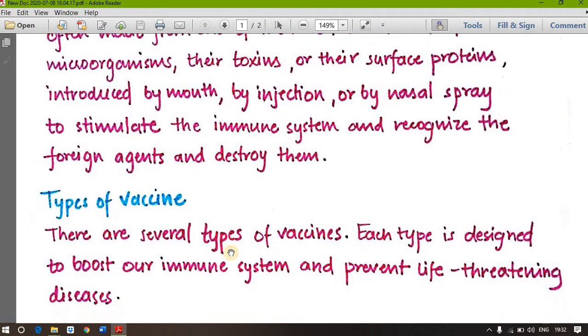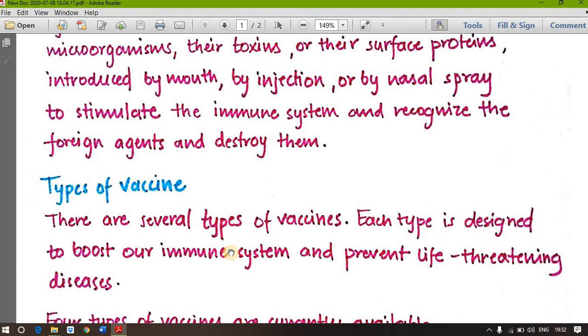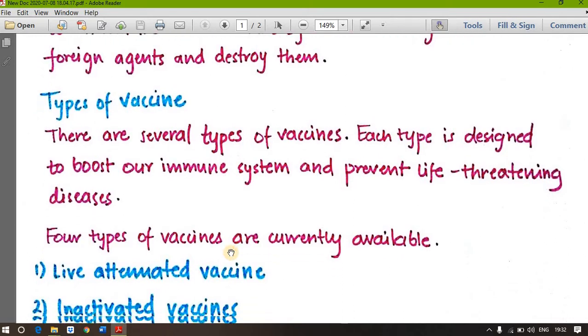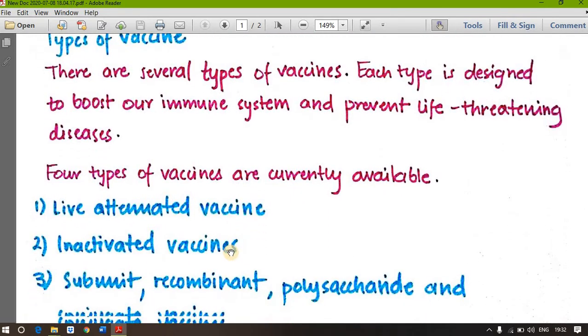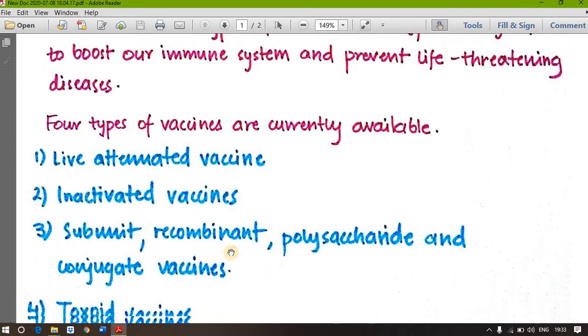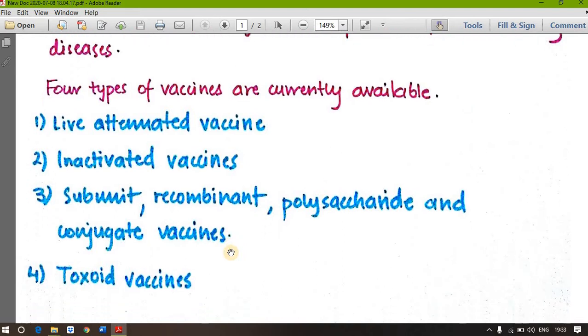If you talk about types of vaccines, there are several types of vaccines. Each type is designed to boost our immune system and prevent life-threatening diseases. The four main types of vaccines currently available are: first, live attenuated vaccines; second, inactivated vaccines; third, a category of different vaccines like subunit, recombinant vaccines, polysaccharide vaccines, and conjugate vaccines. These are basically biosynthetic vaccines, so all these subunit, recombinant, polysaccharide, and conjugate vaccines come under this category. And the fourth one is toxoid vaccines.